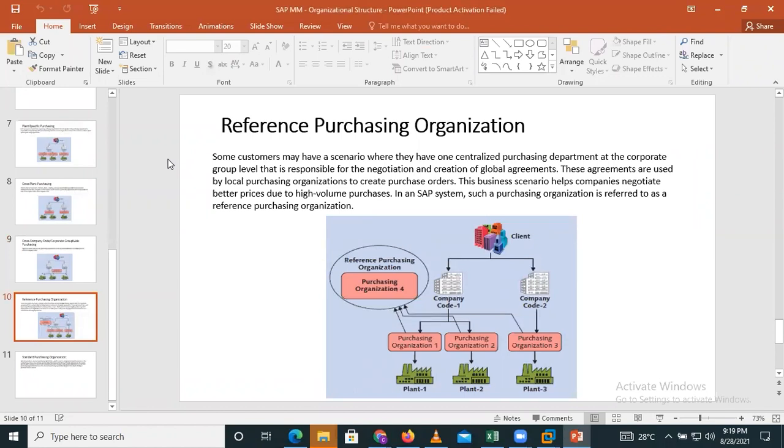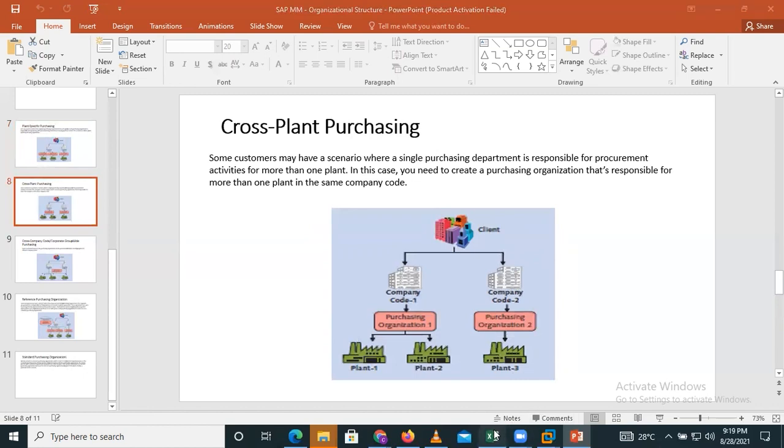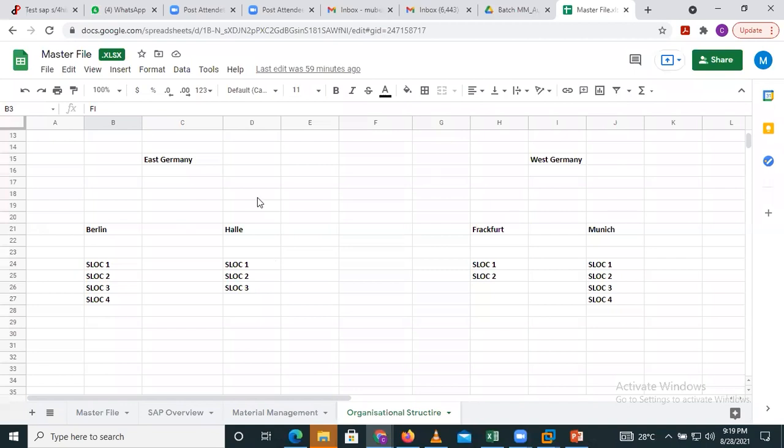Got it? Okay, last question. This is something we define when we are creating the blueprint, right? Yes, correct. When we are discussing with the business, we need to understand what type of business scenario they are following, whether it is plant specific, cross plant specific, reference purchasing, or corporate purchasing. Once we know they are following plant specific and so on, then we need to map that particular organization structure into our SAP.